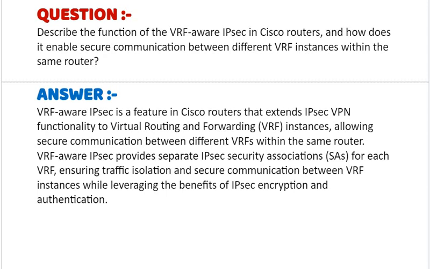VRF-aware IPsec provides separate IPsec security associations (SAs) for each VRF, ensuring traffic isolation and secure communication between VRF instances while leveraging the benefits of IPsec encryption and authentication.